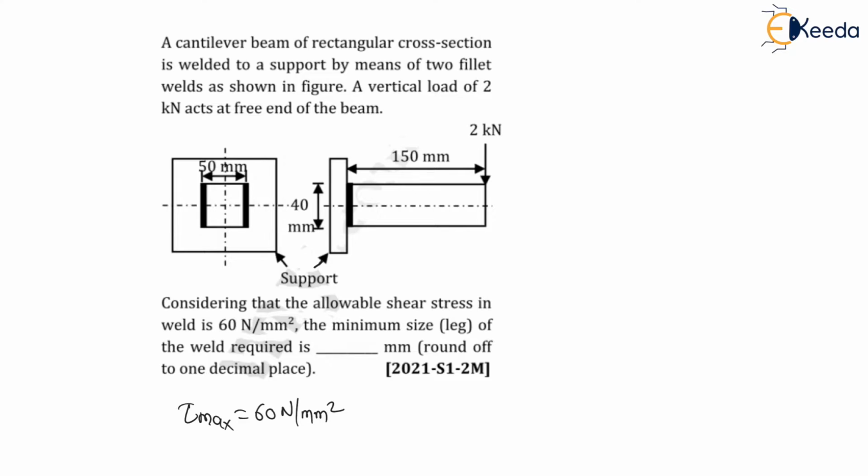Then the minimum size of leg of weld required is, now the leg size we have represented in theory lecture as S. Therefore this S they asked in mm, we have to find, rounded off to 1 decimal place. Now here we have to round off up to 1 decimal place. Now my dear students, here you can see the diagram is given.